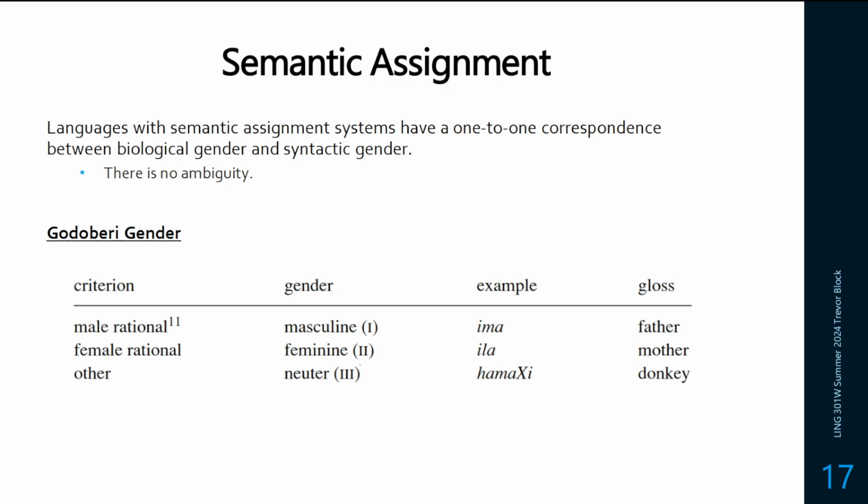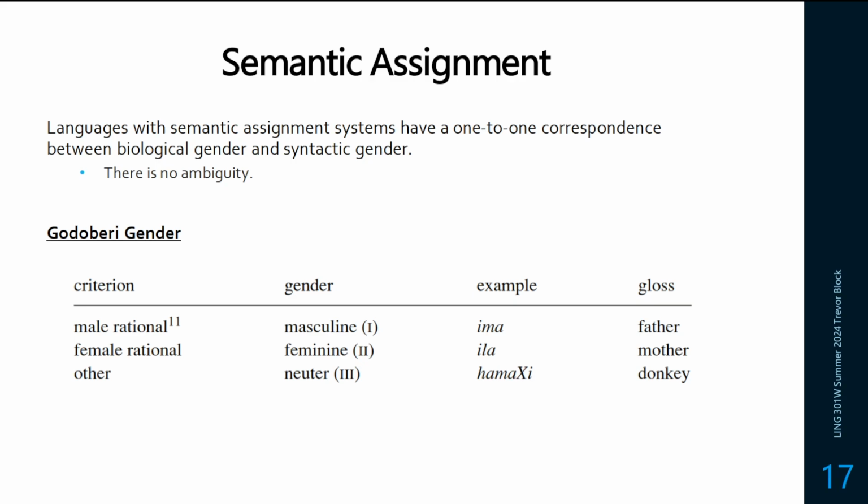So with semantic assignment, there's basically no ambiguity. Biological gender and syntactic gender line up very nicely. So usually these are systems with masculine, feminine, and neutral. There's going to be no ambiguity here. Speakers will be able to do this with a very, very high degree of success.